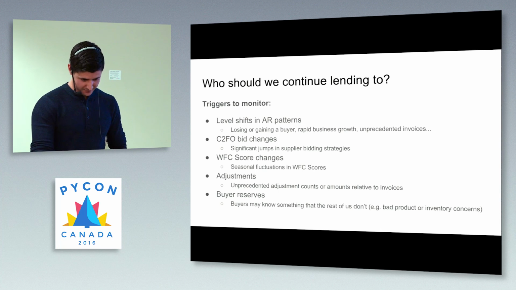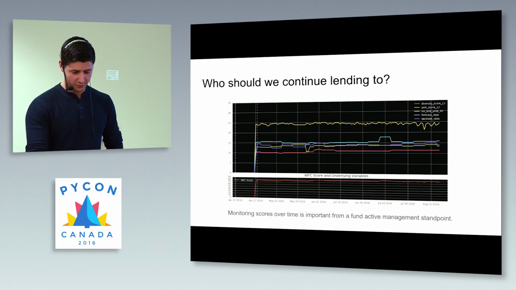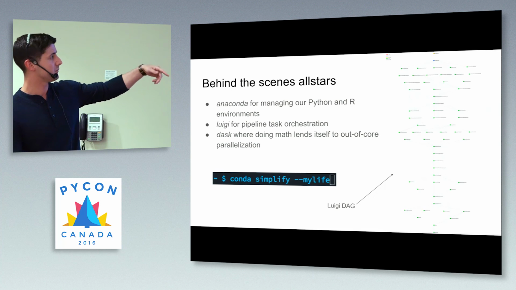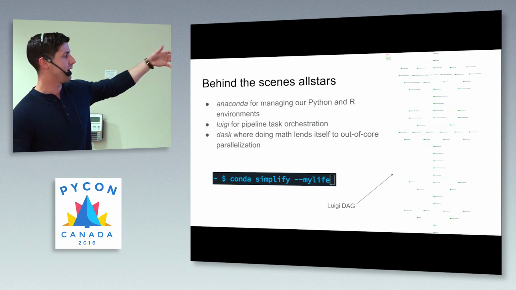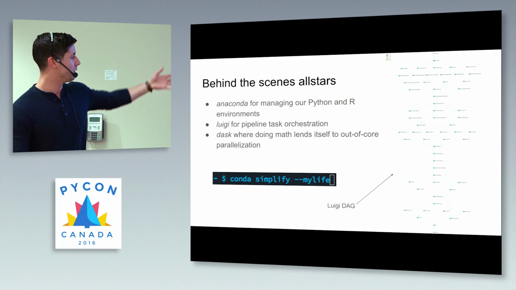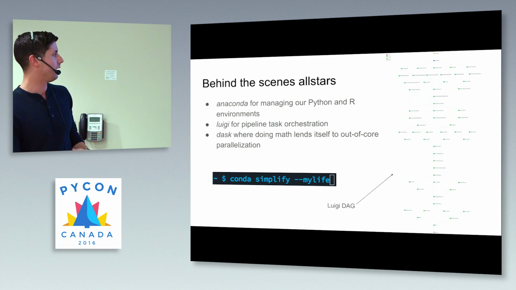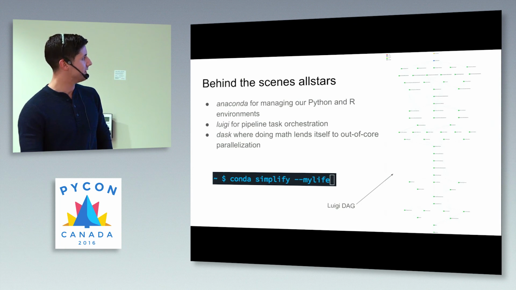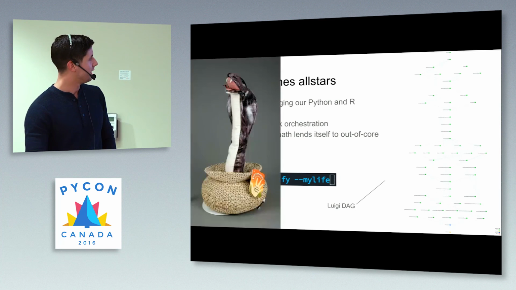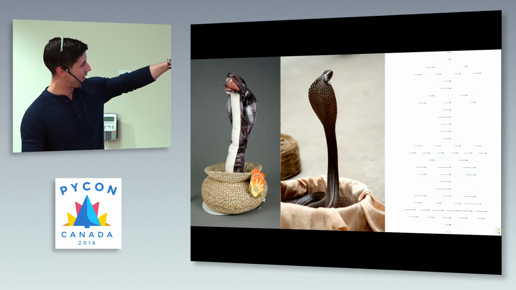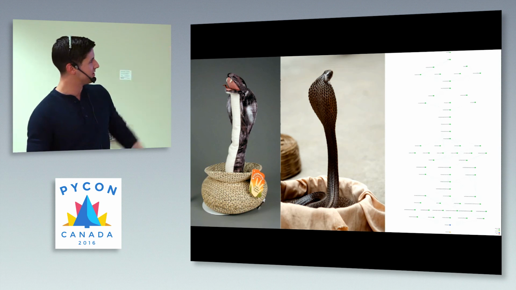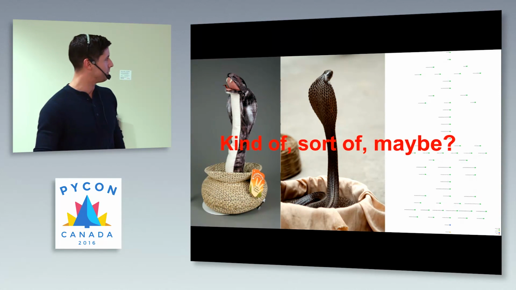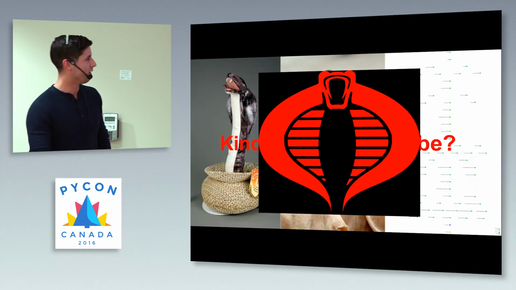Looks like I'm woefully at the end here, so I need to fast forward just a little bit. We monitor a lot of different things over the course of that supplier's lifetime. We monitor all the aspects that go into the WFC score, and we use Luigi to generate a directed acyclic graph to handle all of the task execution, and we use Anaconda to manage our environment and keep things pretty simple. So I can't say enough good things about those two libraries. That DAG, I thought it actually looked like a Cobra for some reason, so I might rename it Project Cobra. Not sure. All hail Project Cobra.